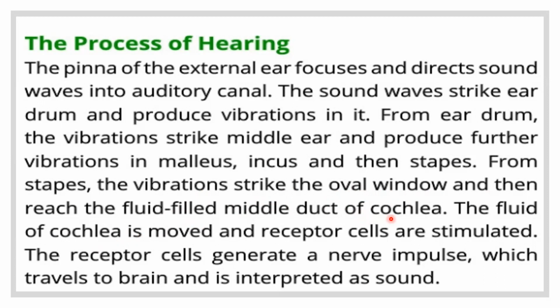The cochlea consists of 3 ducts, and sound receptor cells are present in the middle duct. The fluid of the cochlea is moved and the receptor cells present in the fluid are stimulated. The receptor cells generate a nerve impulse, which travels to the brain through the auditory nerve and is interpreted as a sound.